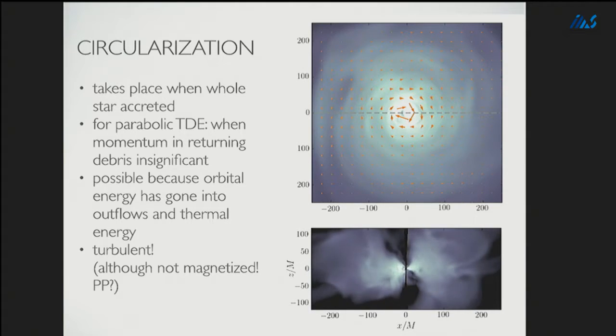So what happens? The circularization takes place once all the debris is down in the inner region. And why is this circularization possible at all? We originally have angular momentum and specific energy corresponding to an elliptical orbit, but we end up with a circular orbit at much lower, smaller radius.